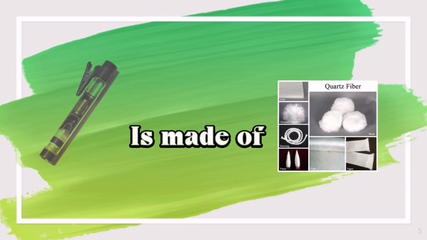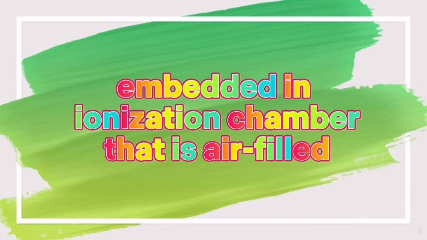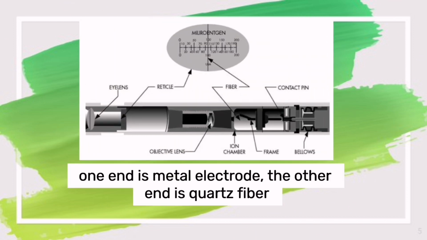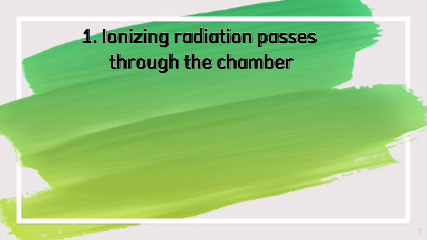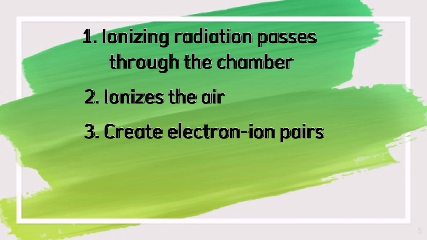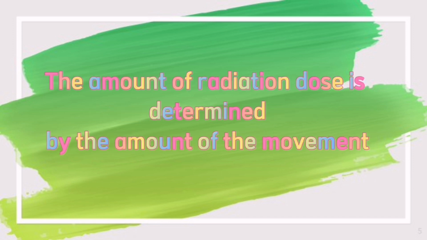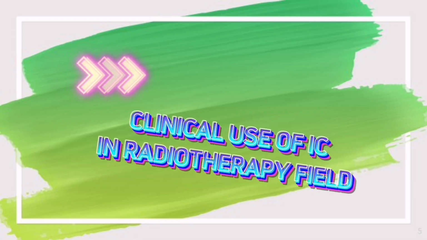Pocket IC dosimeter is made of quartz glass fiber that is embedded in an air-filled ionization chamber. In the chamber, at one end is a metal electrode attached to a terminal and the other end is a quartz fiber. Ionizing radiation passes through the chamber, ionizes the air and creates electron-ion pairs, and reduces charge on the electrode. The quartz fiber would move towards the electrode and the amount of radiation dose is determined by the amount of the movement. Next, I would like to explain about the clinical use of IC in radiotherapy field.